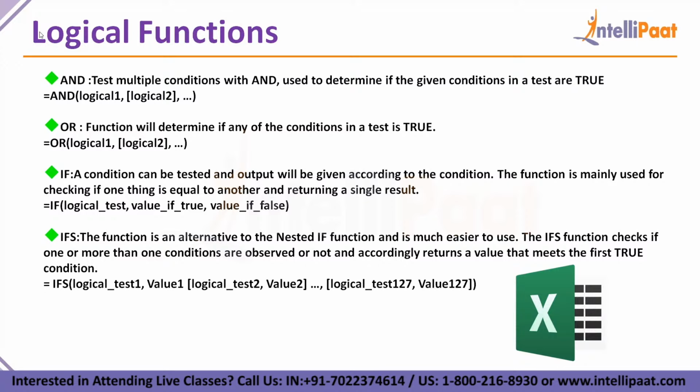Okay, the first one is AND. So AND is to test if there are multiple conditions. If all the conditions are satisfied, then the AND function returns a true value. Okay. The OR function checks if any one of the conditions is true. If any one is true, then the OR function returns the value true. The syntax or the formula is like you can use equal to, and it's like calling any other function.